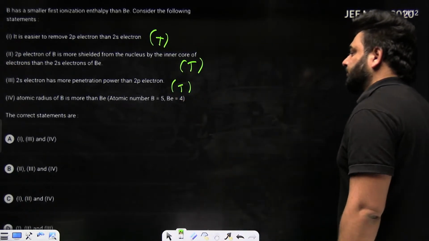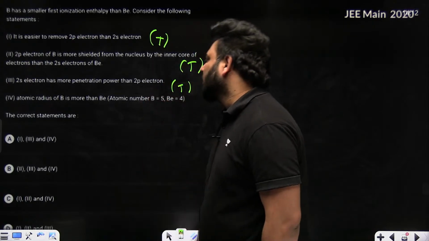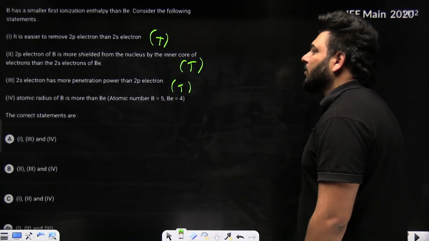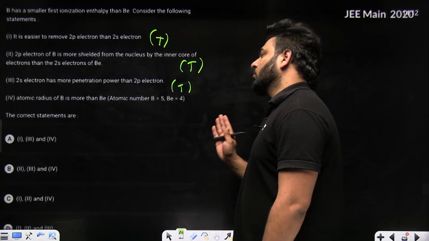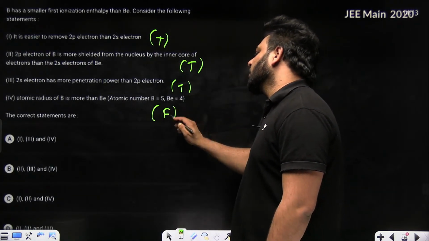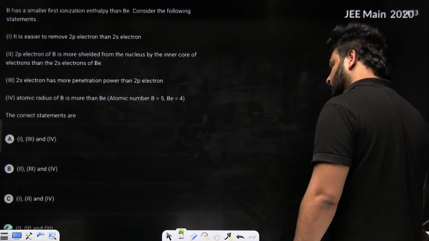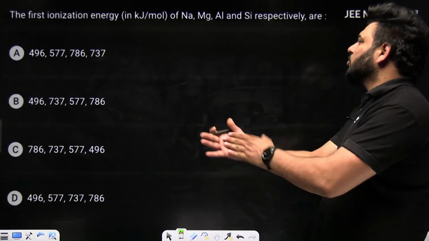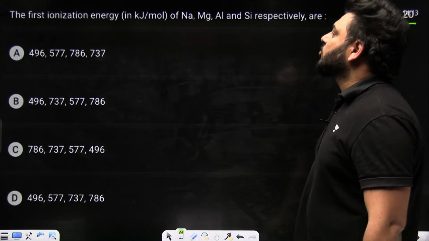But we don't know any option which has 1, 2 and 3. Okay, atomic radius of boron is more than that of beryllium. We moved later on. This is a false statement. I think 1, 2 and 3 is the correct answer. So 1, 2 and 3 is the D option. Absolutely, guys. Congratulations. Let's see another question from JEE Main 2020.